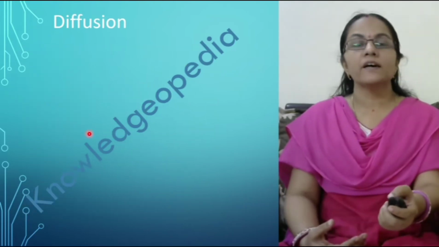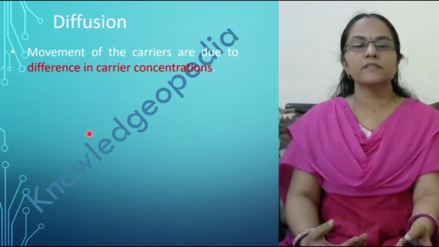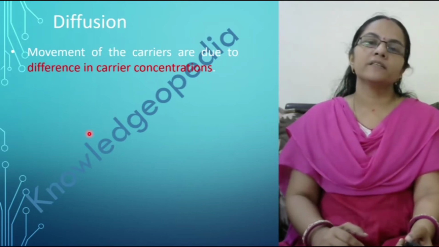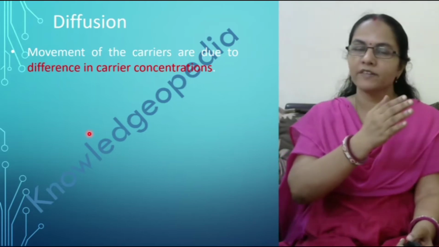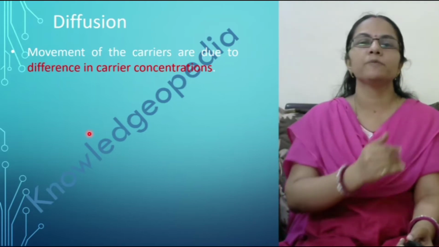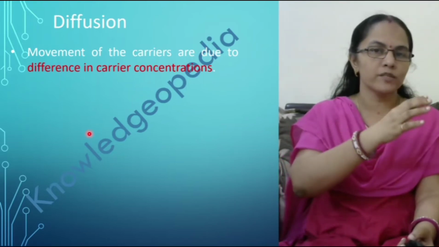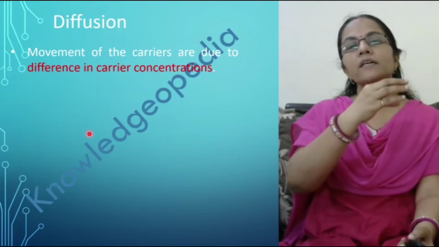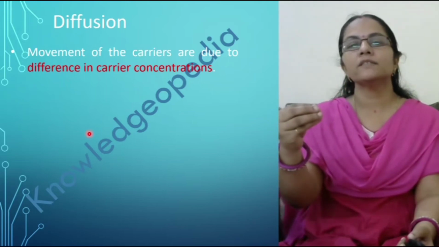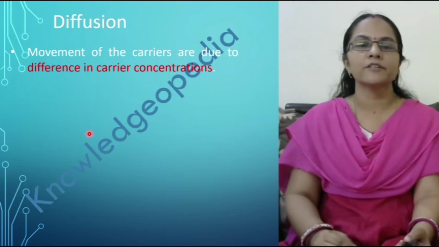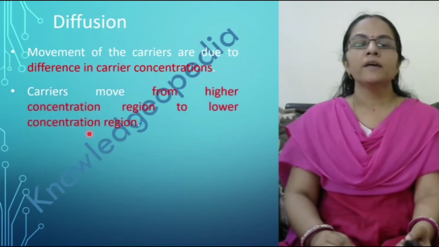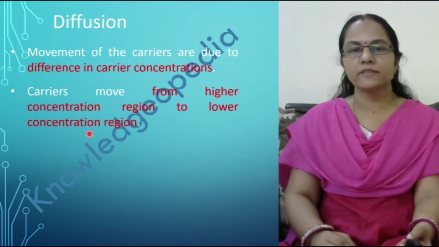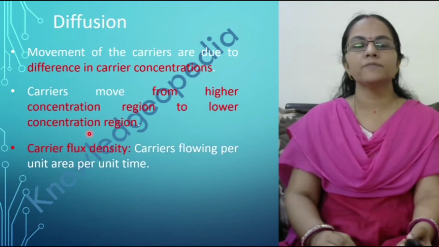Why are these carriers moving from higher to lower concentration? This movement of the carriers occurs due to the difference in the carrier concentration, because, as we have seen in the previous slide, the concentration was more on the left hand side. That is why the carriers move to the lower concentration region, towards the right hand side. So the difference in carrier concentration leads to carrier movement. The carriers move from the higher concentration region to the lower concentration region, and the carrier flux density.